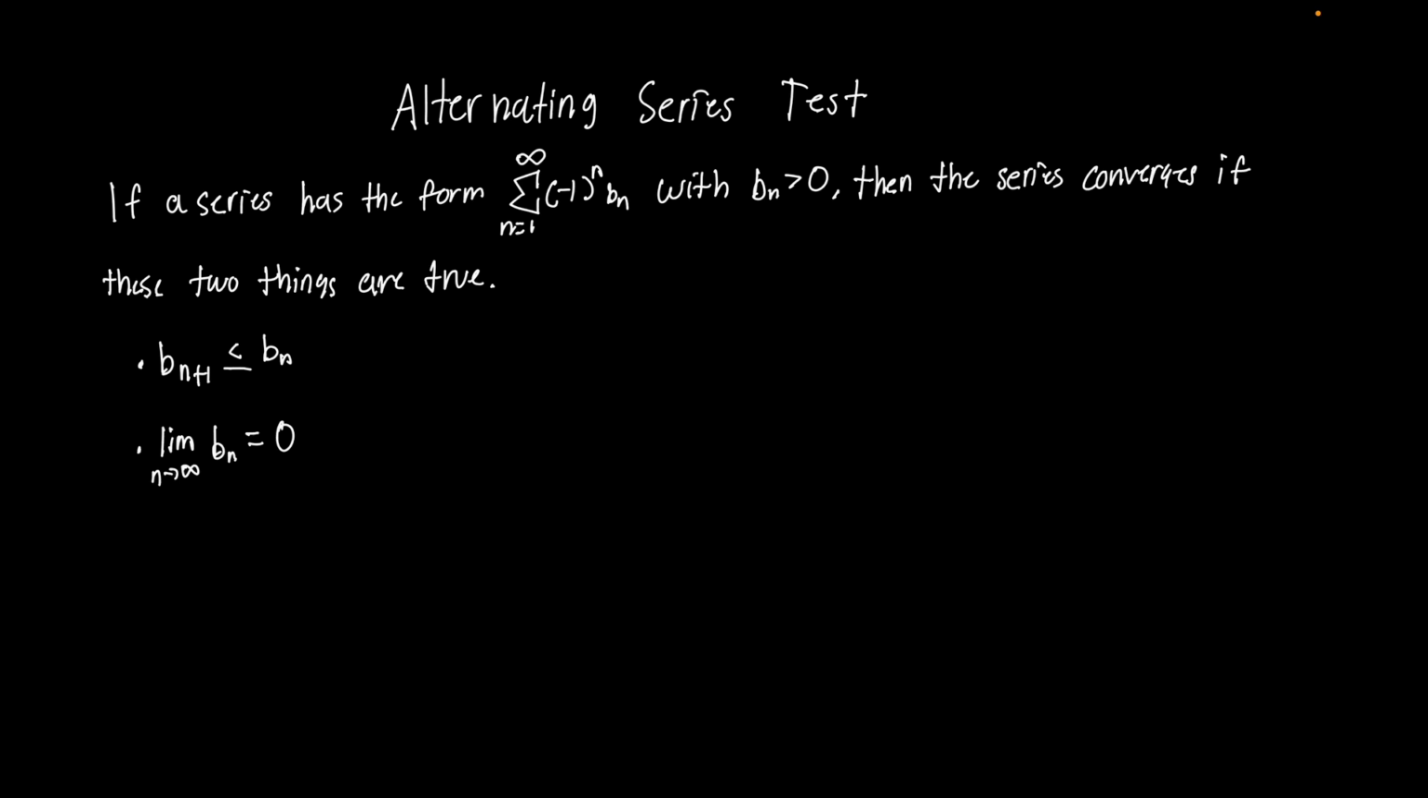Just a warning before we start. Just because you see a negative 1 to the n does not mean the series is going to converge. Seeing the alternator does not mean it converges, because you still have to check the conditions: that the limit of b sub n as n approaches infinity is 0, and that the term is greater than or equal to the next term, b sub n plus 1. If one of these fails, then the test doesn't prove convergence.